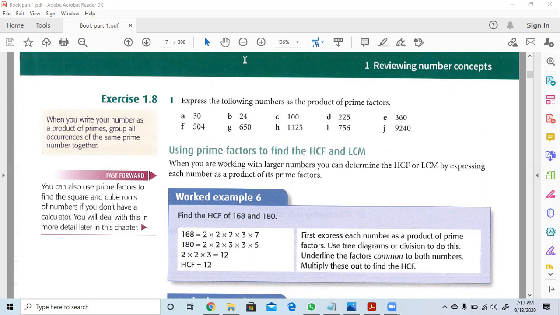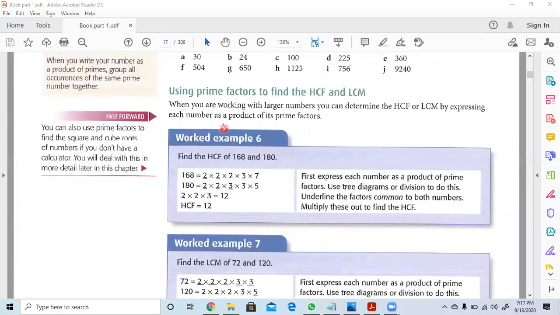Okay, now the next topic is using prime factors to find the HCF and LCM. So with the help of prime factors, you can find the HCF and LCM. How will we find this? It's so easy. Let's suppose you have two numbers, as you can see on the screen.